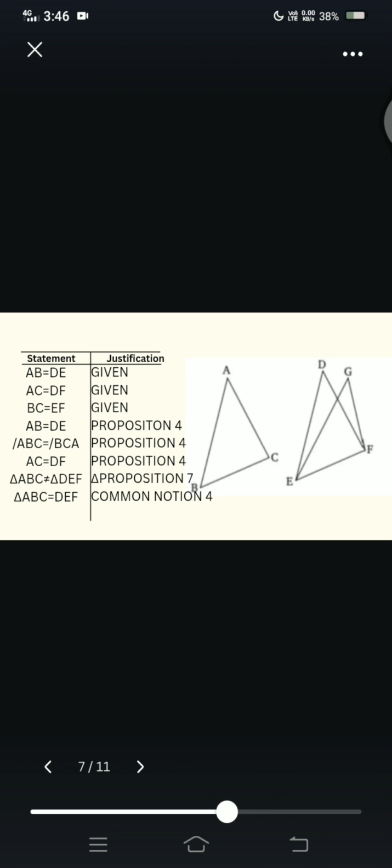So since sinabi natin kanina na yung ating triangle ABC is equal to triangle EDF, or yung dalawang triangle, since yung dalawang triangle natin coincides with each other, meaning to say that their sides are equal and their angles must be equal na din. So that's all for our proposition 8.